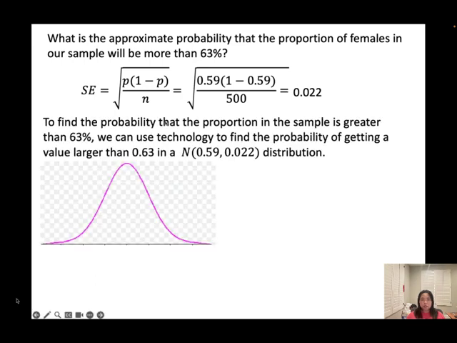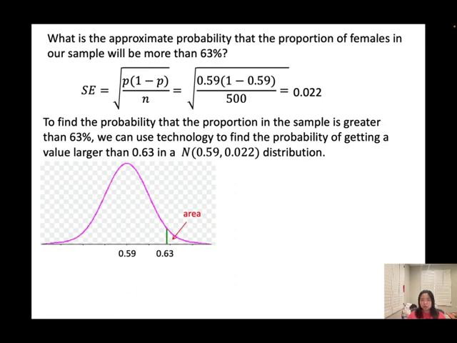So we're going to have the normal distribution, and this is the way your book will present it. This is the mean. This is going to be the standard deviation. The mean in the middle here is 0.59. And we want to find the probability, meaning the area of getting a value larger than 0.63. So 0.63 is somewhere like here. Larger than, so we are looking for the area of this part here.